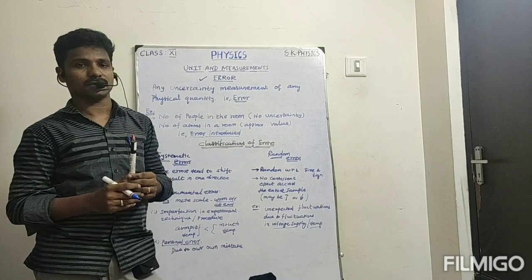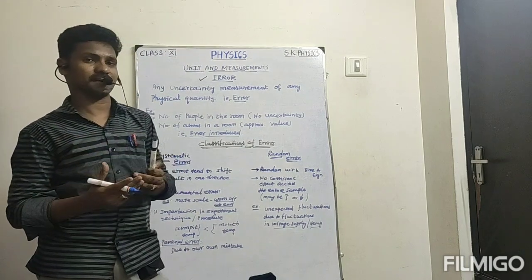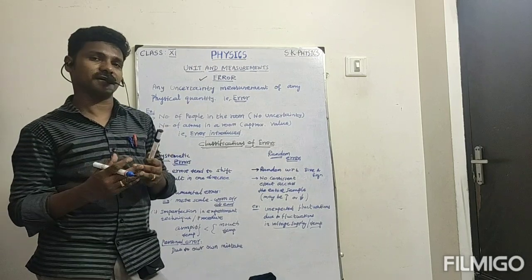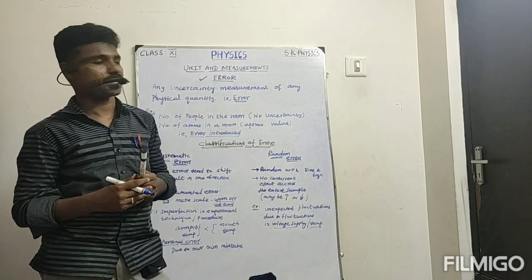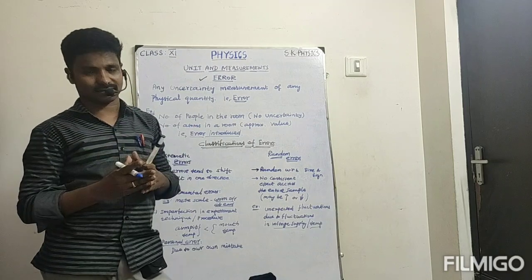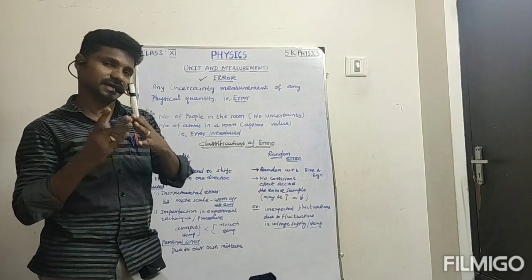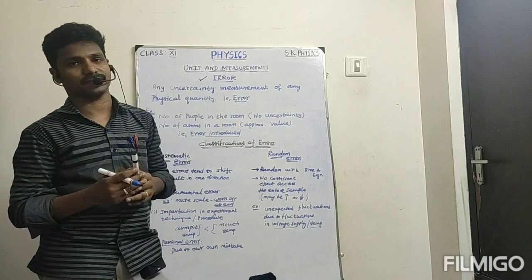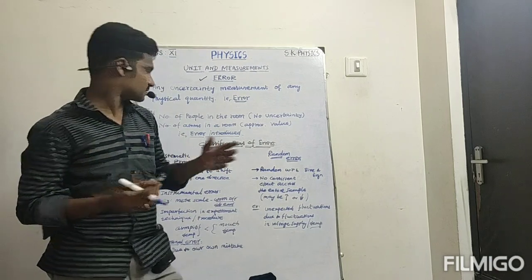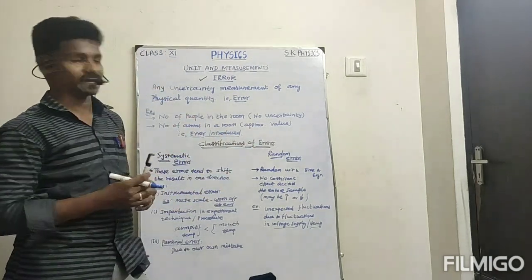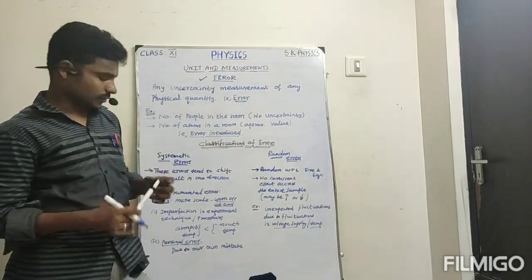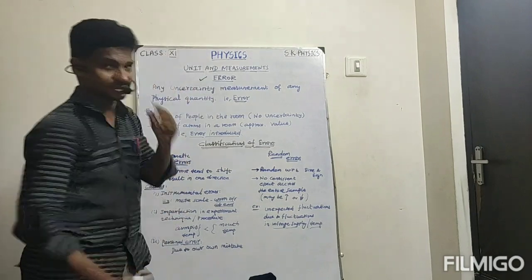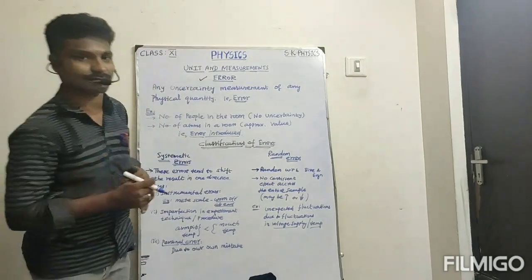So actually the error is nothing but the difference between the measured value and the actual value. That is error. In that, there are two types of error. One we call the systematic error, and another one is the random error. So now we are going to discuss one by one in this session, with a small example.